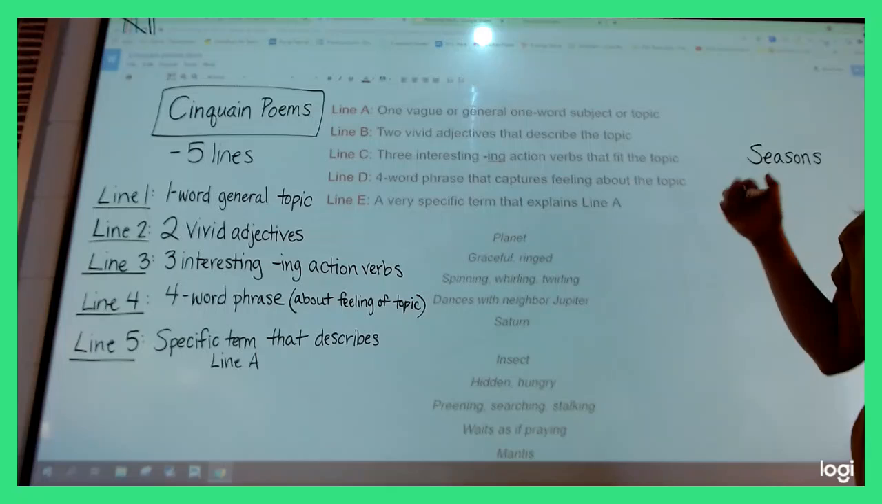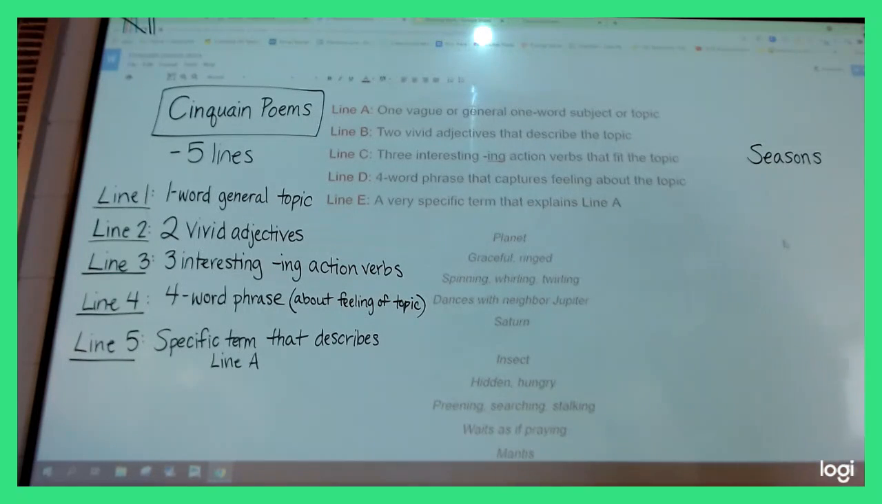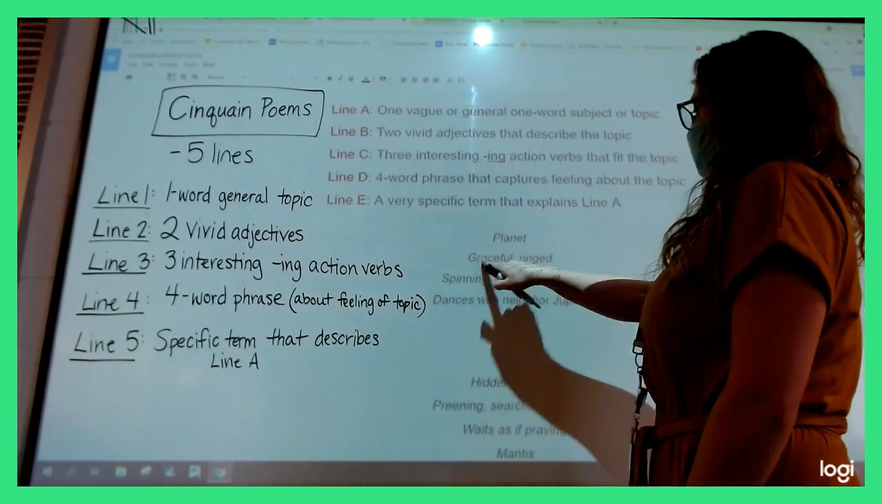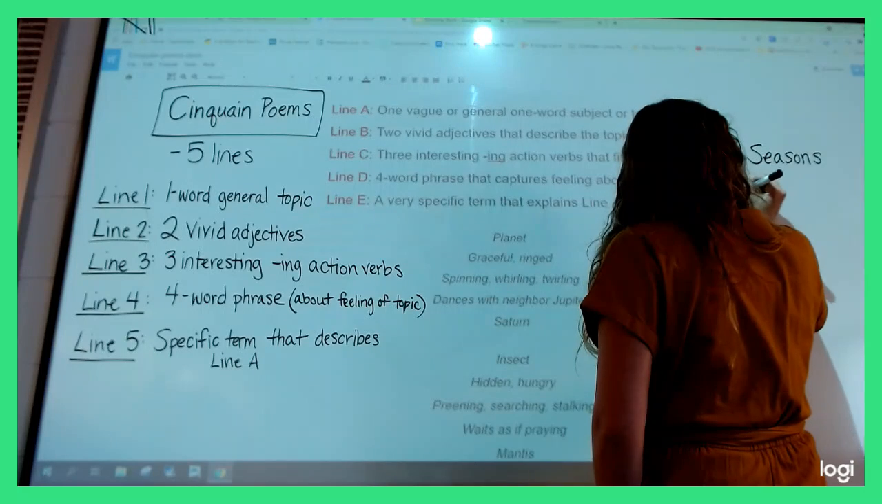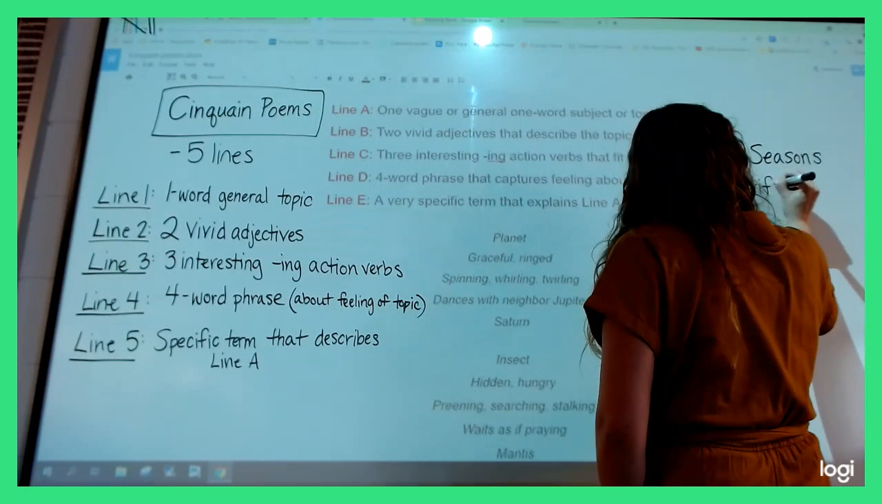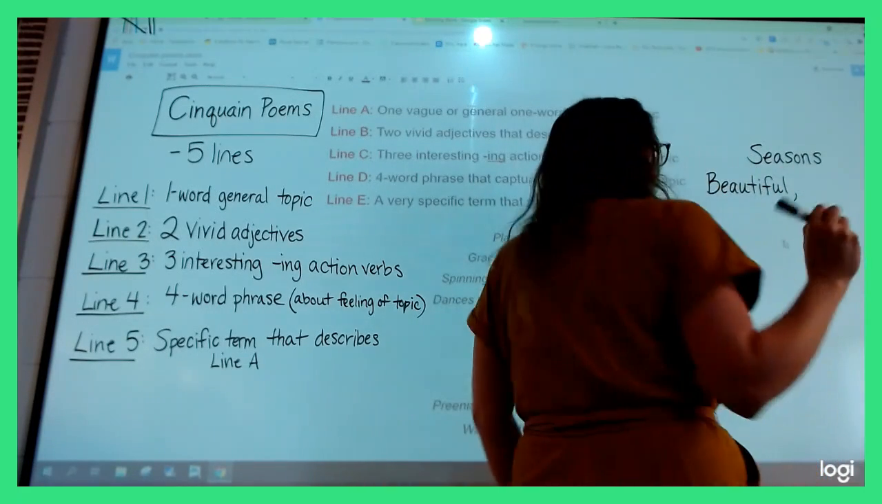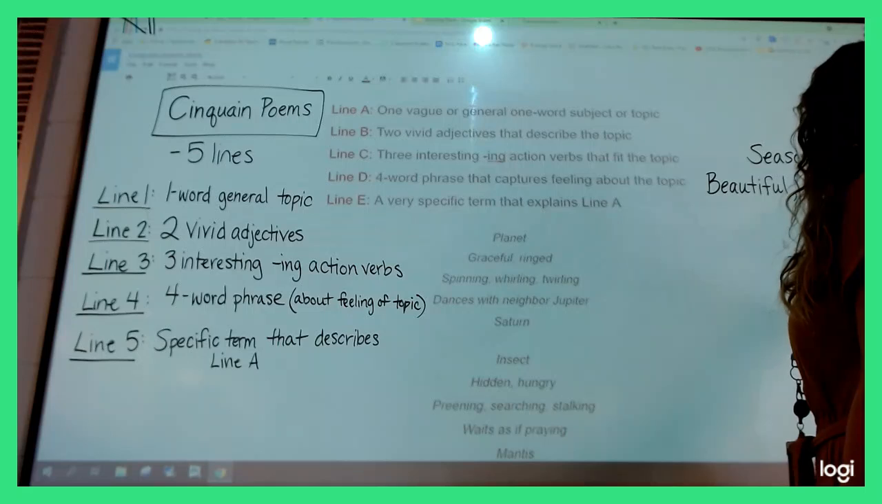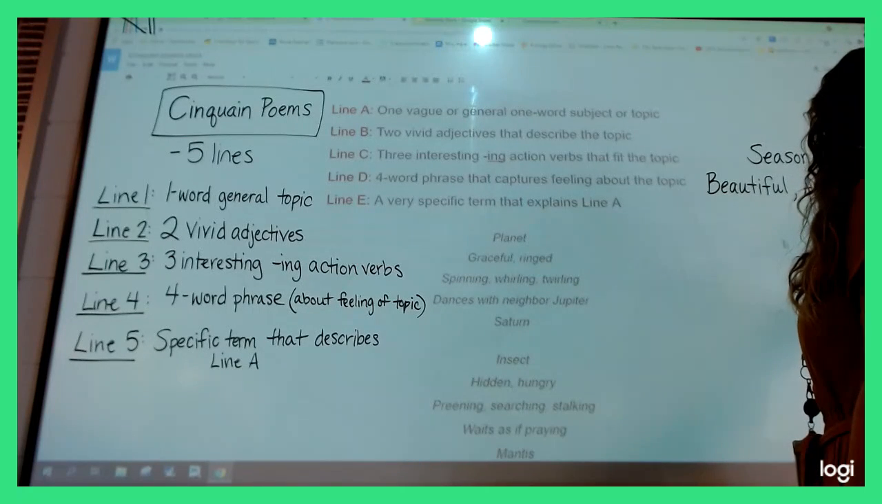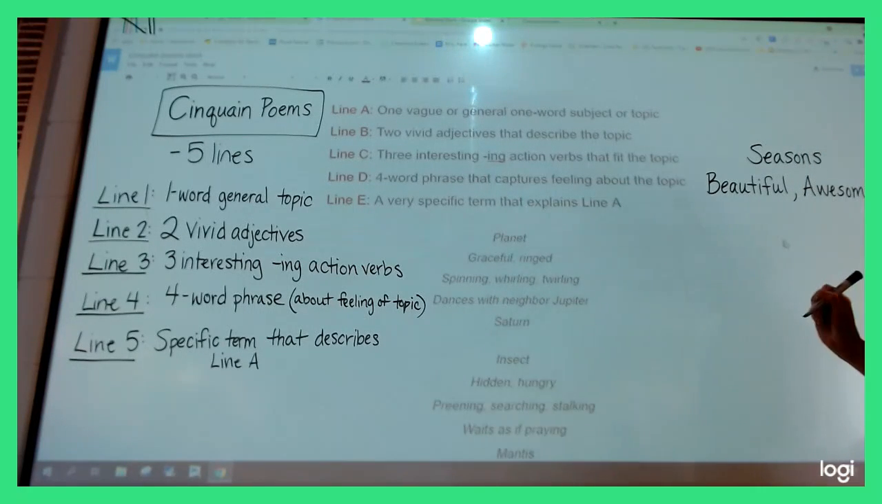Okay. So 2 adjectives to describe seasons. Angie, give me one. Beautiful. I love it. All right, so see, they just put a comma between them, so we can say beautiful, comma. All right. Noah? Awesome. Awesome. All right, that's line 2.